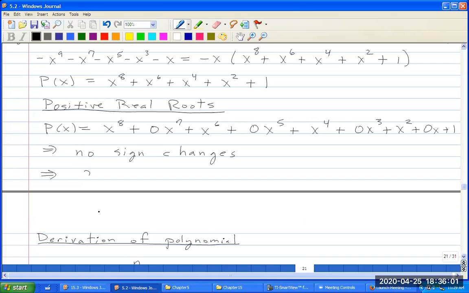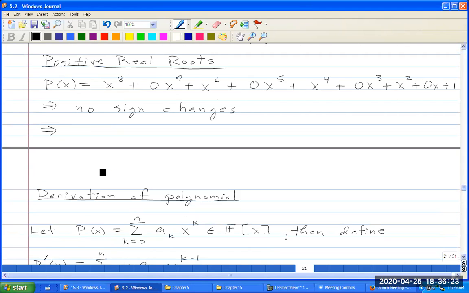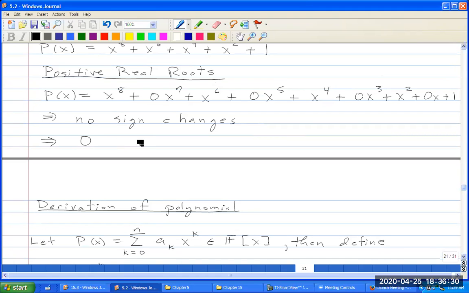Since I know that the number of positive roots has to be less than or equal to the number of sign changes, which is 0. So there are 0 positive real roots.